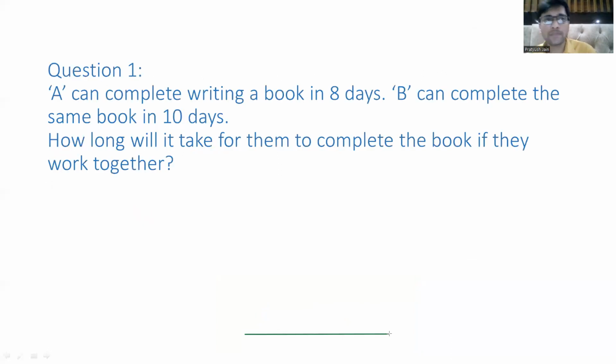Suppose, question number 1. Suppose we have a person A who can complete writing a book in 8 days. There is a person A, he can write an entire book in 8 days. Another person B can write the same book in 10 days. B takes 10 days to write the same book, right? How long will it take for them to complete the book if they work together? If A and B start writing the book together, how long will it take for them to complete the book?